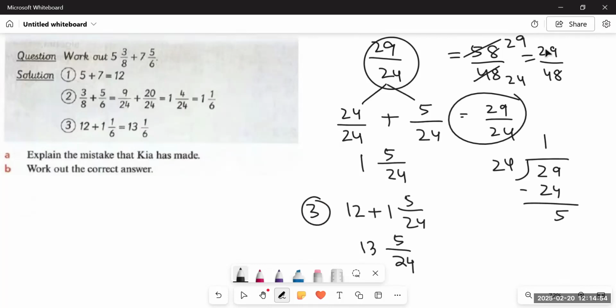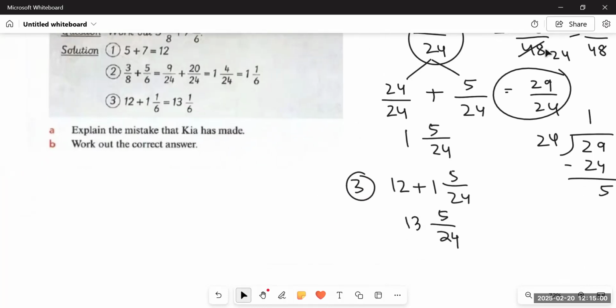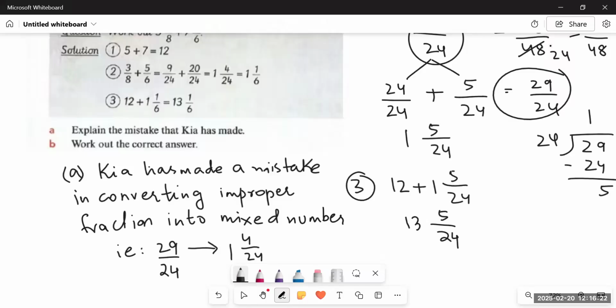So what mistake has Kia made? Now we can write: Kia has made the mistake in converting the improper fraction into a mixed number. She had to write it one whole 5 upon 24 instead of one whole 4 upon 24. So we have completed both parts of this question as well, students.